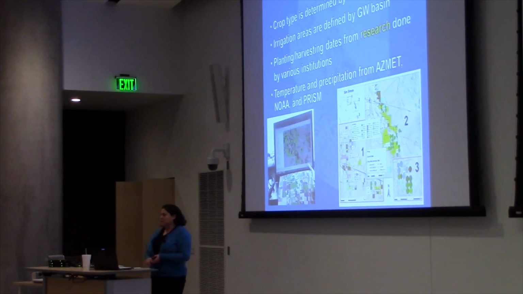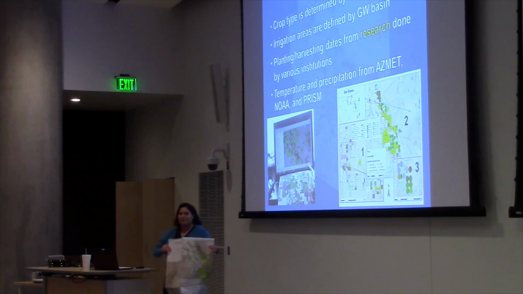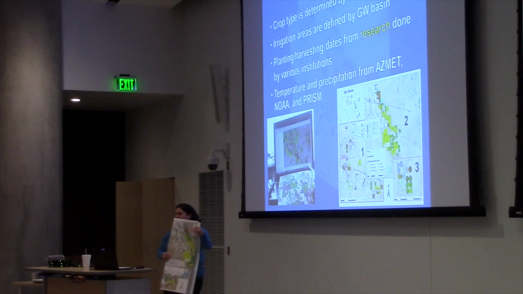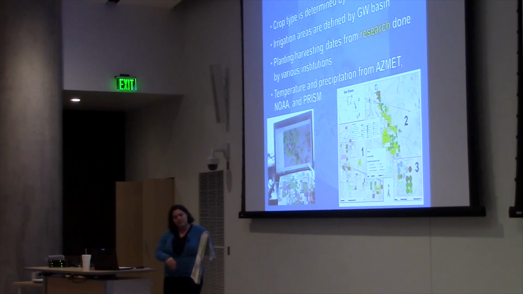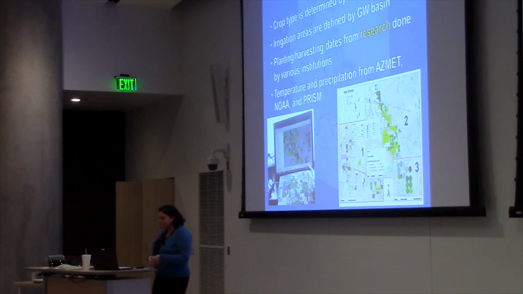So for the data collection, we need to know the crop type. So we literally go out into the field, and we take these big old maps, and we drive around all over Arizona and mark down what crop is on each field. These are young pecans, and what irrigation system it's using. Because the ultimate goal is to find out how much water is withdrawn.